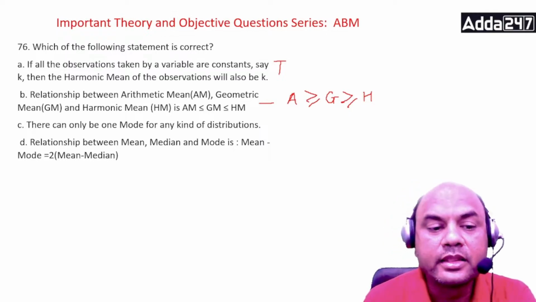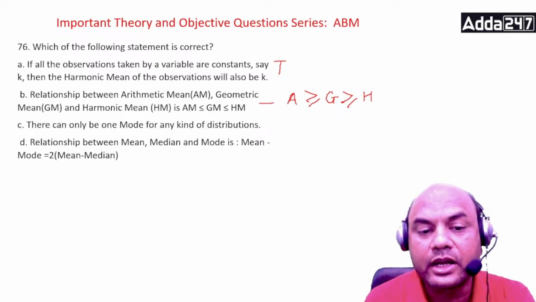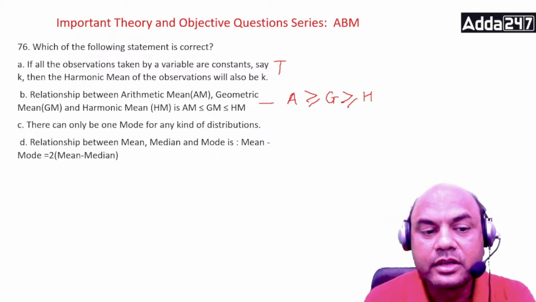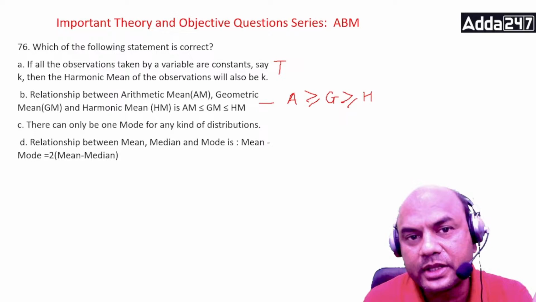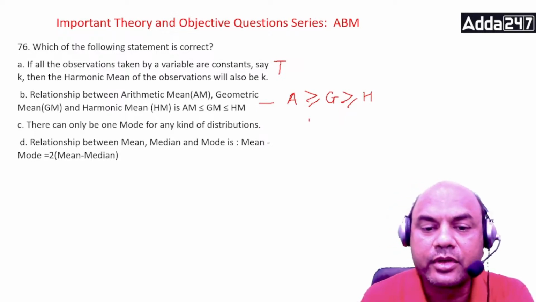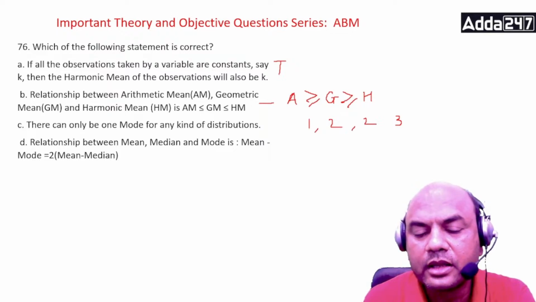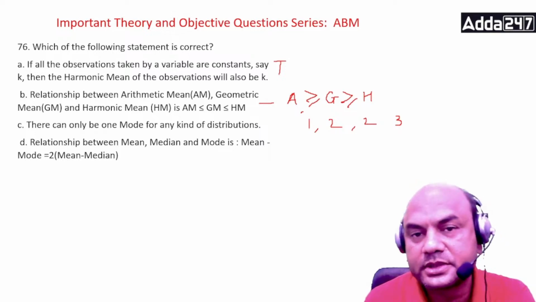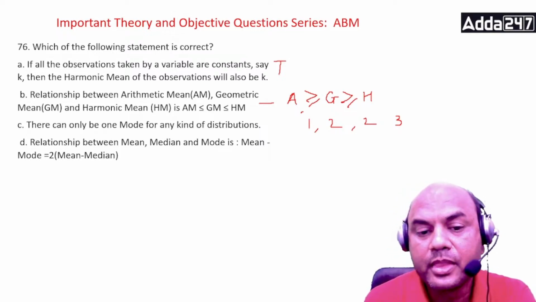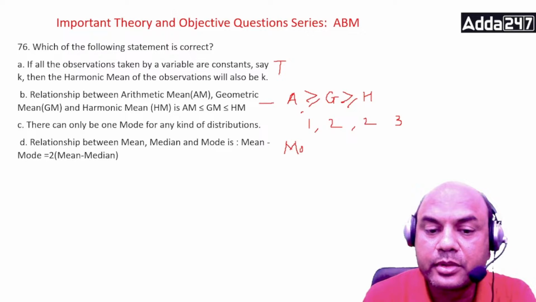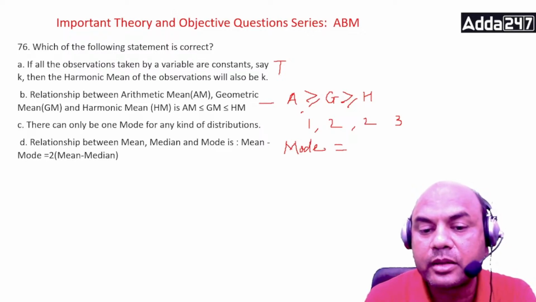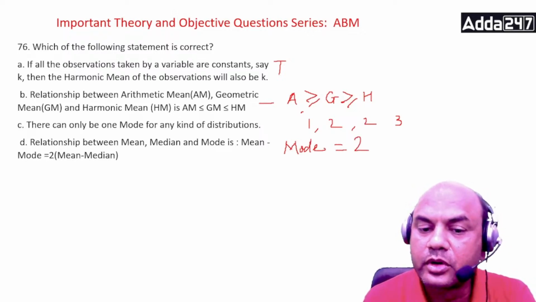Okay. There can only be one mode of any kind of distribution. That is wrong. There can be many modes. I'll give you an example. Suppose I am having 1, 2, 2, 3. These are the 4 numbers. Now I'll ask you what is the mode. Everyone answer me. Mode means what? Which occurs maximum number of times. So who is occurring maximum number of times? 2. So the mode is over here 2.